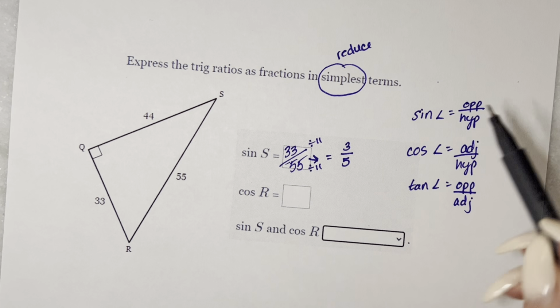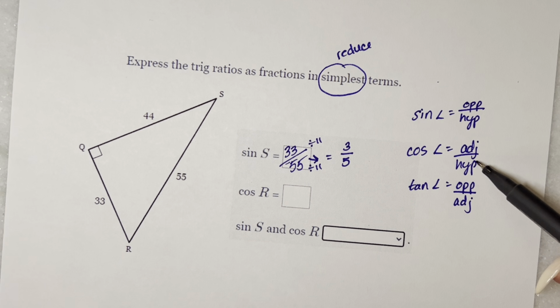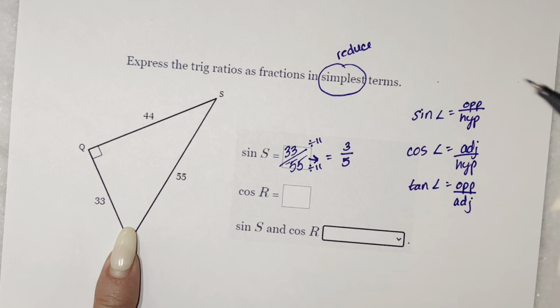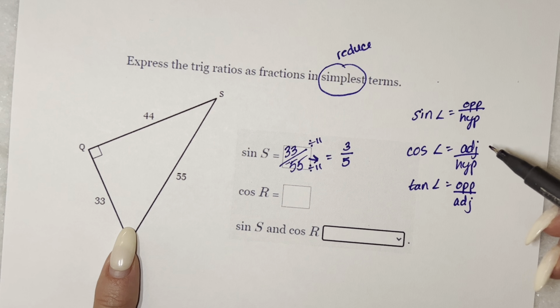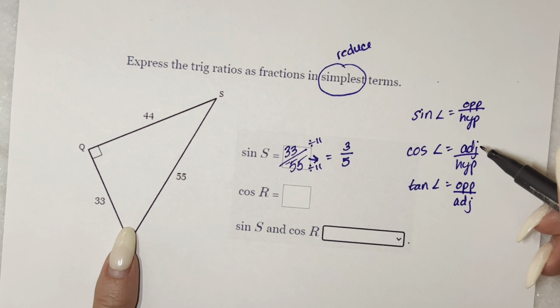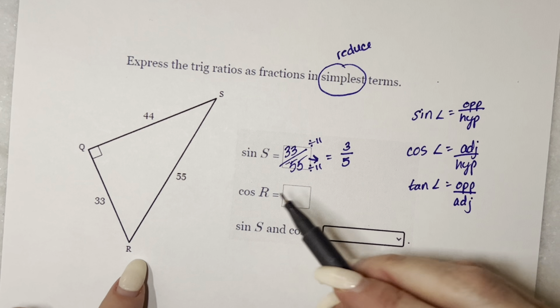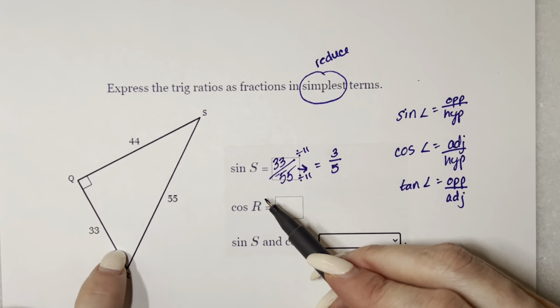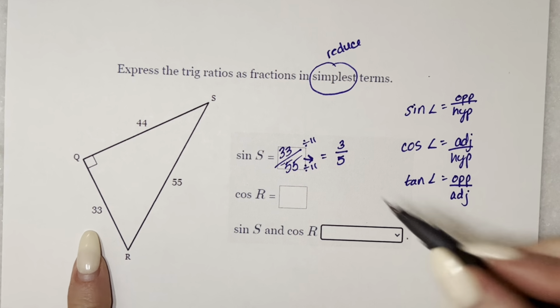And for the cosine of R, cosine is adjacent over hypotenuse. So here's R. Now remember, the adjacent side connects that angle to the right angle. So connecting R to the right angle is this side right here, which is 33.